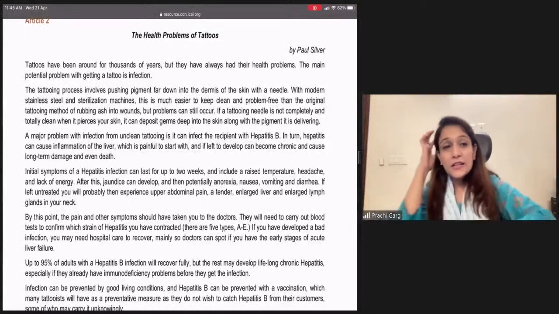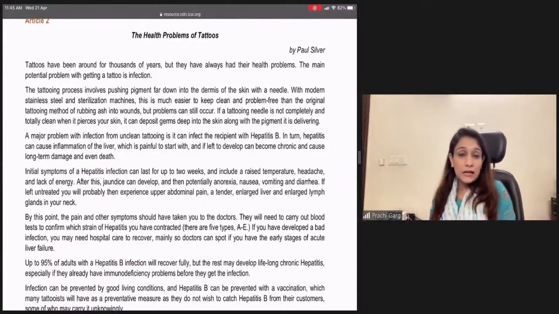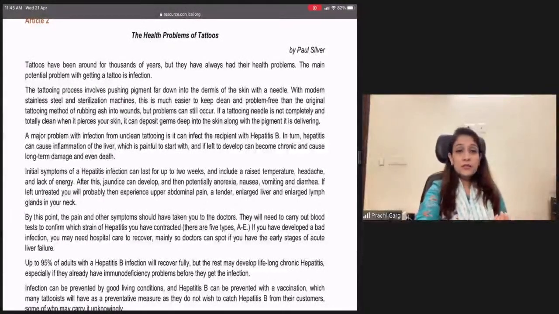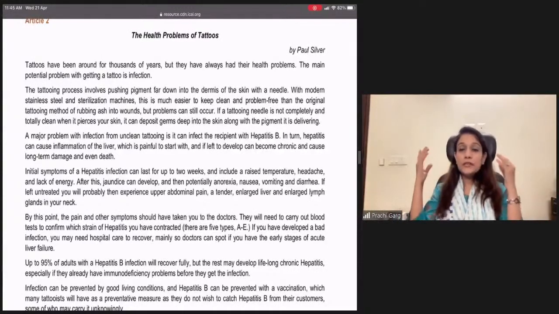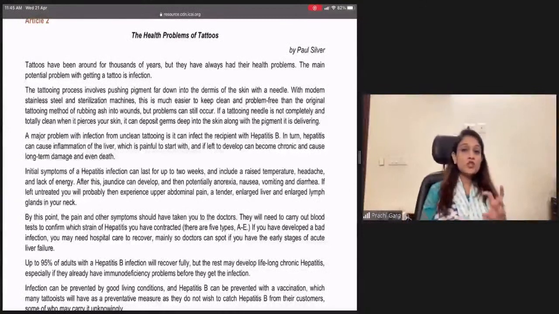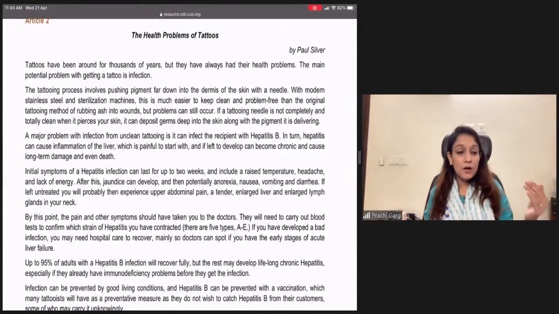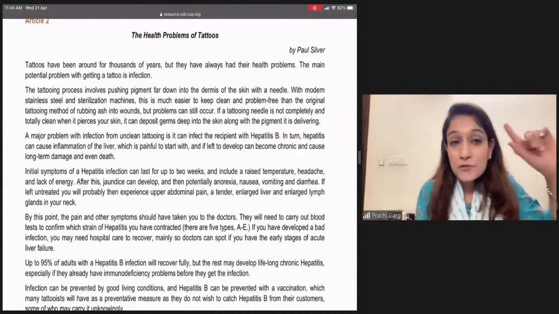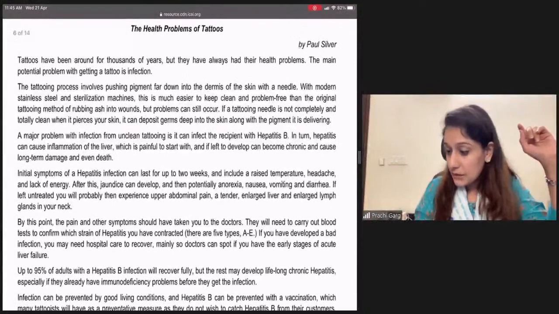Now, basically, you all have given me the list of problems that you can have from the tattoos, right? But when I'm writing an article, I would like to give wholesome information to my readers, right? First, I would like to talk about how tattoos have been around for thousands of years. Look at the first paragraph. Can you all read from your screen?